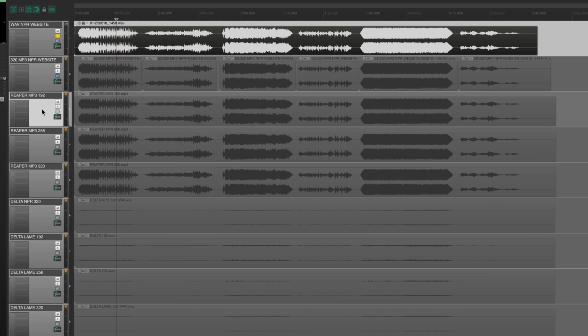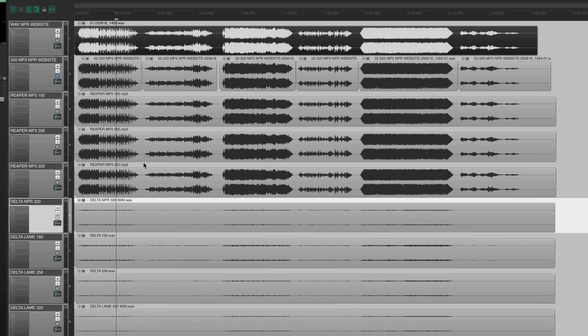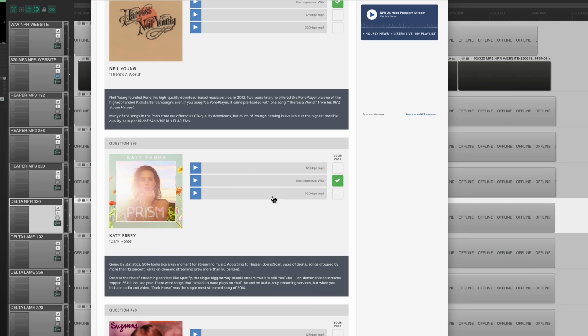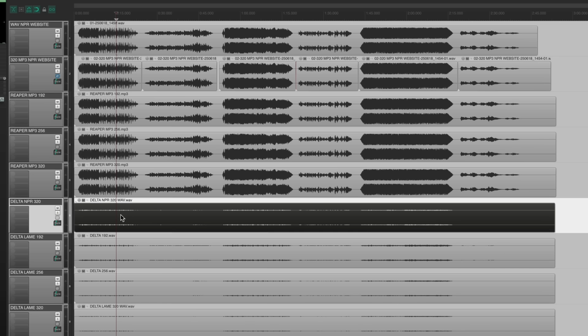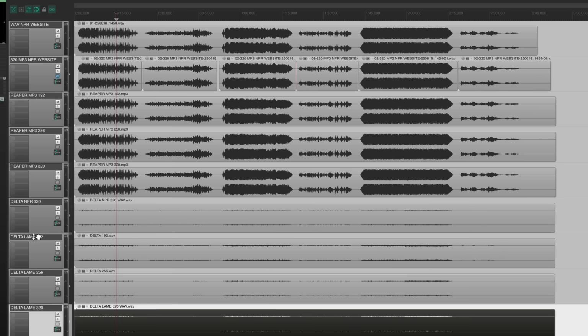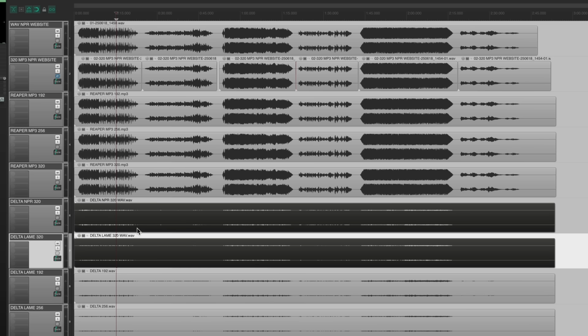And so we see here the Reaper 192, the Reaper 256, and the Reaper 320, and then we've got the original NPR 320, and I've done the deltas for those as well. So if the NPR website was correct and they actually used a high quality 320 MP3 encoder for the files that they claim on their website are 320, then the delta between the NPR one and the Reaper 320, between these two here, should be about the same level.